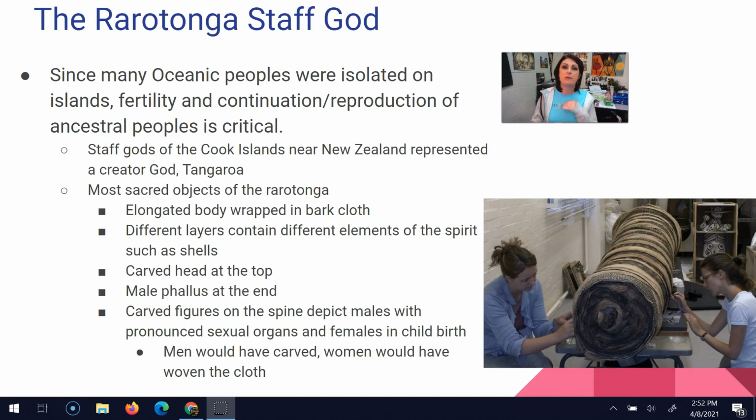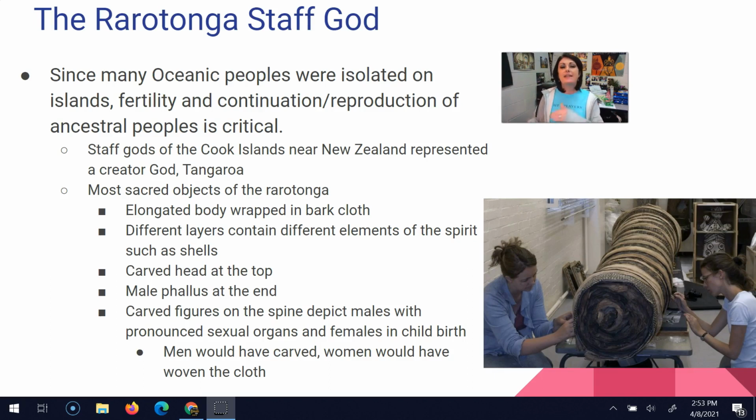And within the layers, they would place things like shells and different elements of the spirit. So, I mean, we're talking lots and lots of these. Then at the top of it was a very small carved head. And into the head were some images of men and women, not together, but involved. I hate teaching this piece. I love it, but I hate it. Basically emphasizing their role in the creation aspect. All right, and I'll explain more in a second.